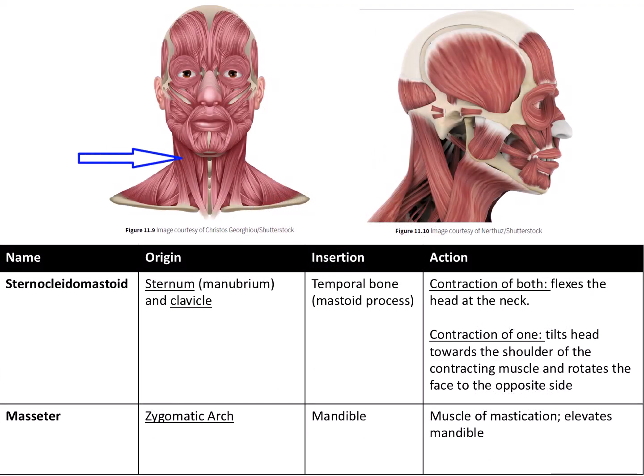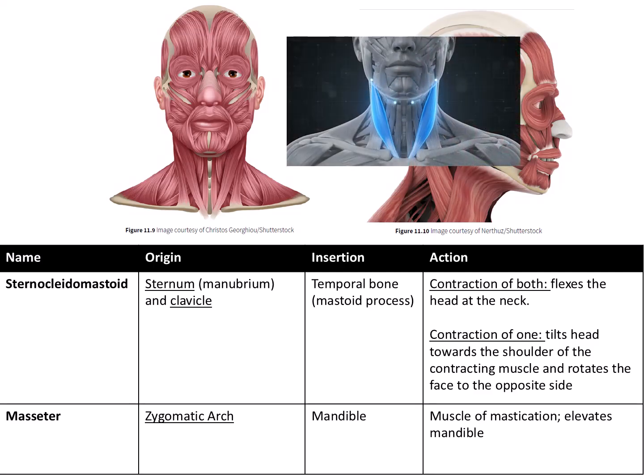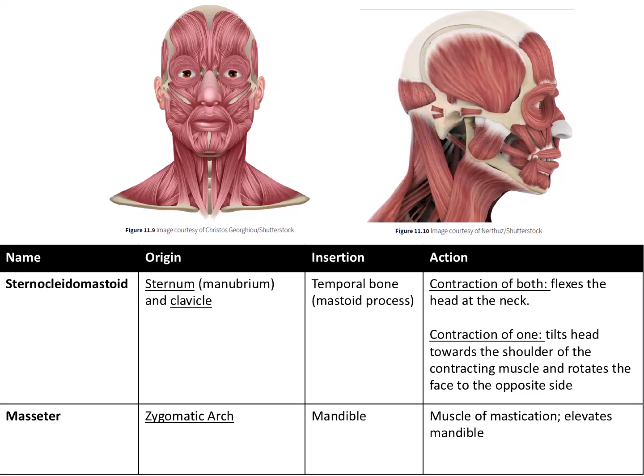Sternocleidomastoid has its origin on the sternum and the clavicle and its insertion on the mastoid process of the temporal bone. When both sides of the muscle contract, it flexes the head, meaning you look down towards your feet. If only one side contracts, your head will flex toward the side that is contracting and you will look toward the opposite side.